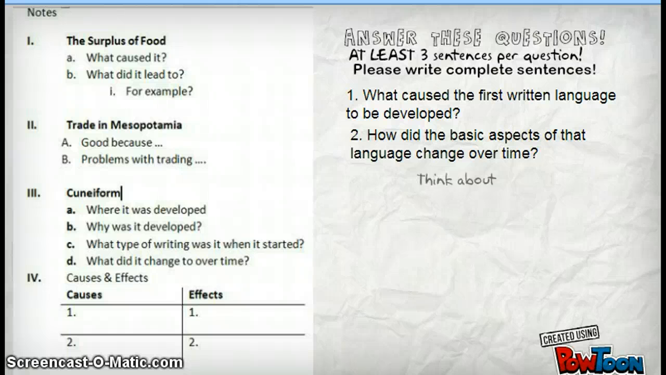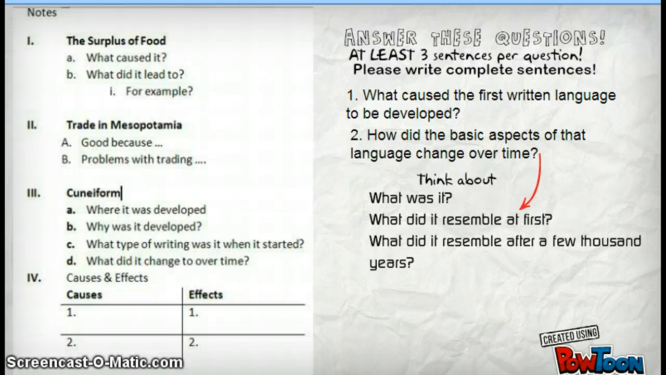Well, you can think about what was the name of the language, right? What did it resemble at first? And then after a few thousand years, what did the language resemble then? Okay, so now's a good time to pause the video. You can write this all down in your book and take some time to answer them. And remember, if you need to answer them, just scan back in the video and look from there.